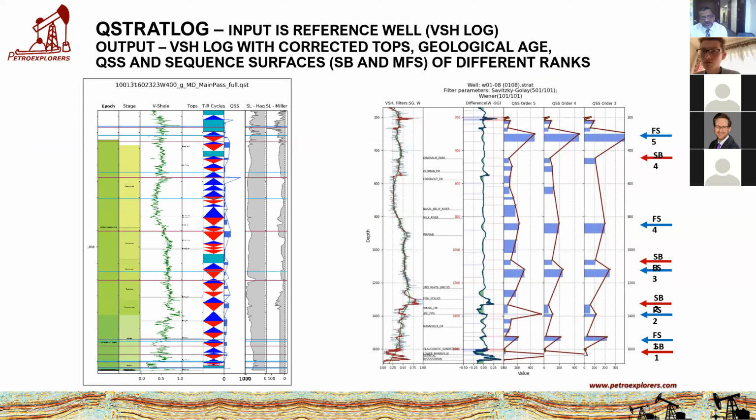Once all that is done, that was the groundwork to produce in order to get understanding. Now we come into the reference well domain. We prepared everything, and now we go into the main window. It's called qStrat log. qStrat log is the program which combines the age, the sequence cycles, the transgressive regressive cycle, and quantitative sequence stratigraphy, which is the method I will explain in the next slide.